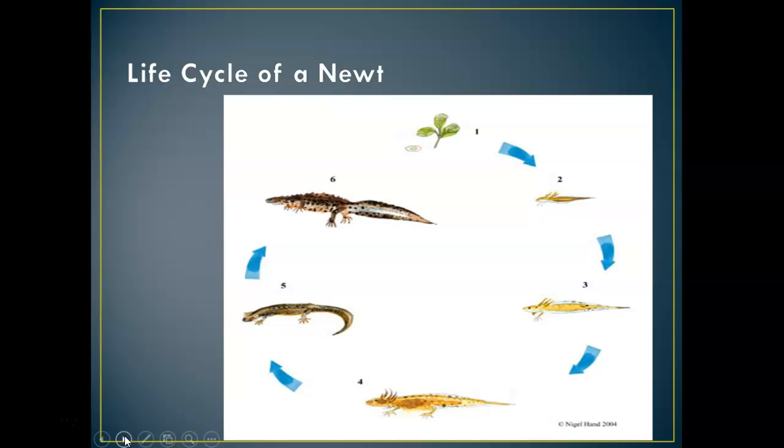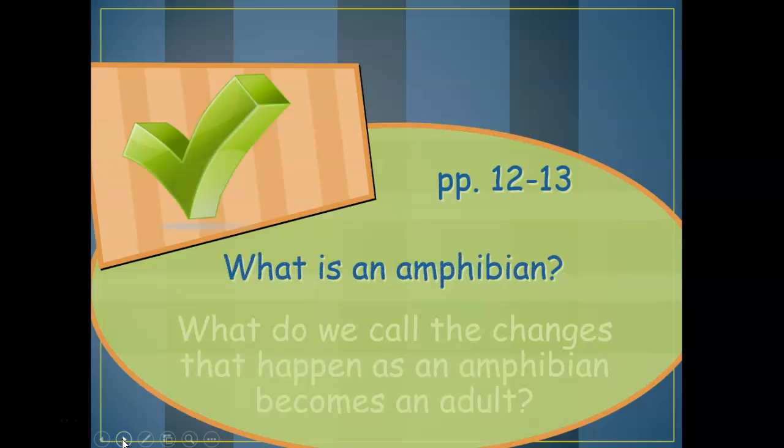Here's the life cycle of a newt. You can see there's eggs here. They come from eggs. Now, when they first come out, they have no arms or legs. They look nothing like what they will eventually look like as an adult. So I just find this interesting, the metamorphosis that happens in these creatures.